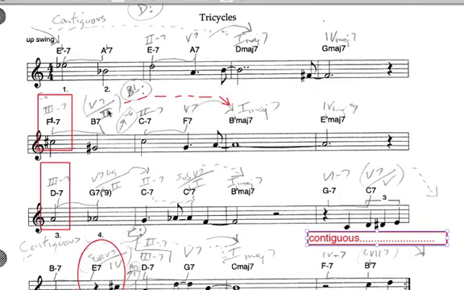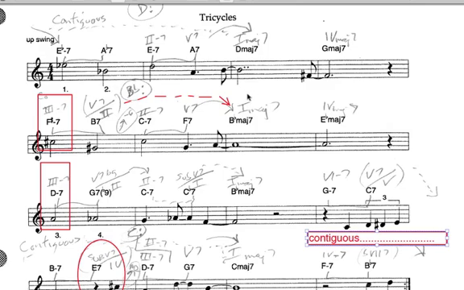And that's why this half step, this dotted arrow, is extended over the top of these two chords, because we have an interpolated modulation: 2-5 to 1 in the key of B flat, 4. So now we get the reason it's called tricycles: there's 3 tonal centers.